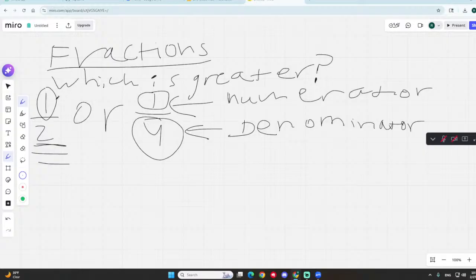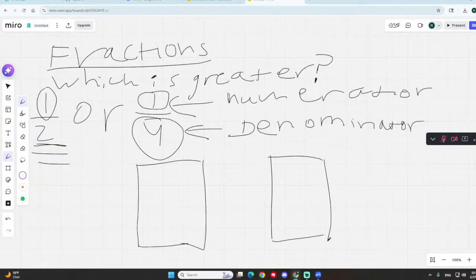So in this case, 1 is the same thing as 1. Let's say we have 2 papers and we divide them, right? One of them is divided into halves, one into fourths. Which one is larger, this half or this fourth? Obviously this half is larger, right? But that's because, even though the papers are equal size, since this has fewer parts, each part is bigger.